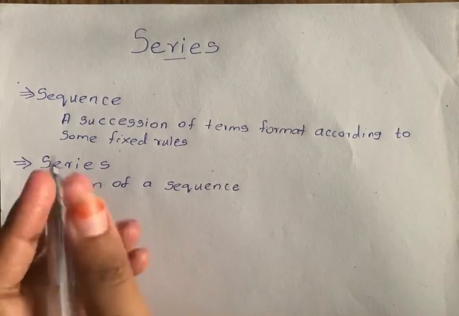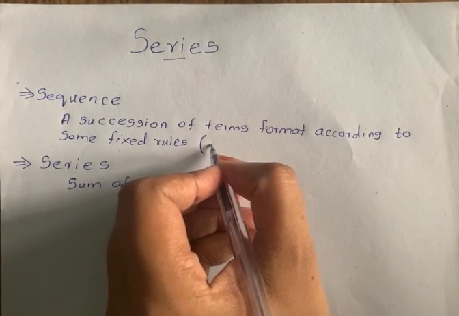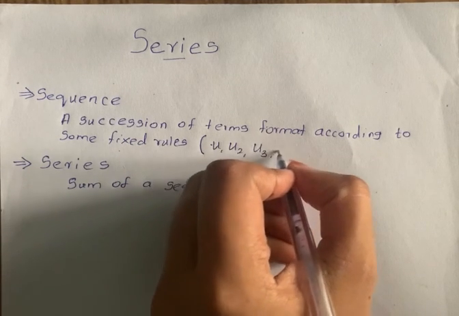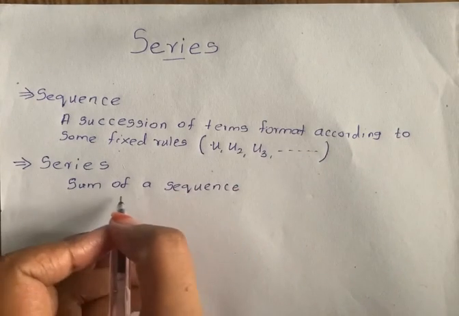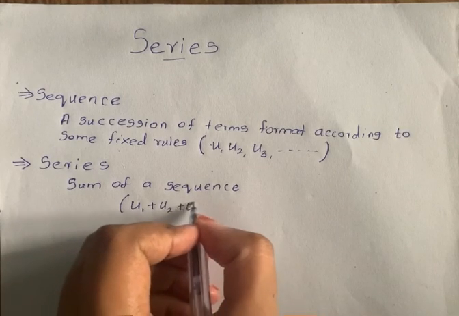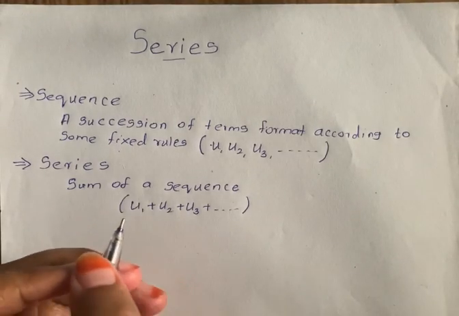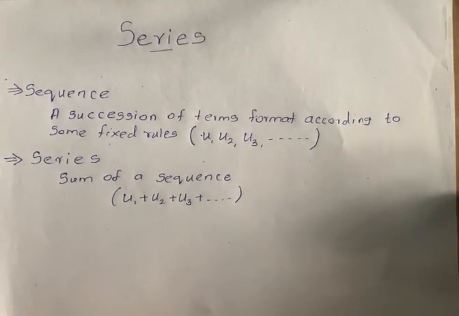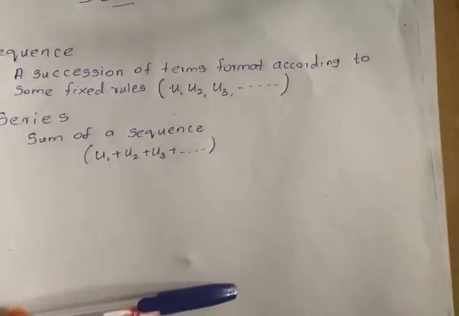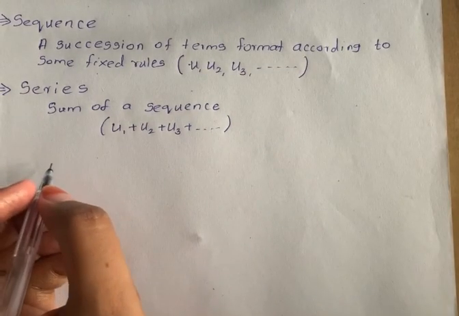If we see, as an example, in a sequence the terms are u1, u2, u3, like that. So the series would be u1 plus u2 plus u3 plus, and so on up to the last term. Okay, then another thing is the difference in series or sequence. We'll get into sequences.